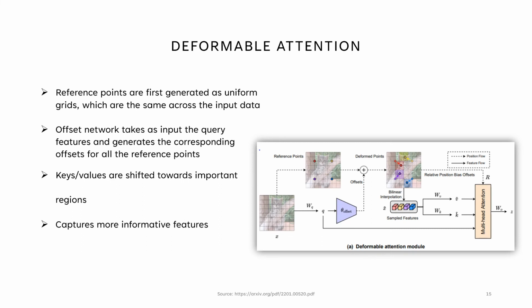In a paper written by Xia et al. titled Vision Transformer with Deformable Attention, they proposed deformable attention to mitigate the issues of high computation costs in creating feature maps with influence from relevant parts beyond regions of interest. For each attention module, reference points are first generated as uniform grids, which are the same across the input data. Then an offset network takes the query features as an input and generates the corresponding offsets for all the reference points. This shifts the keys and values towards important regions.